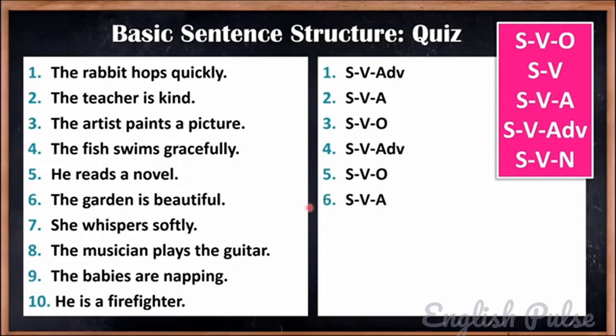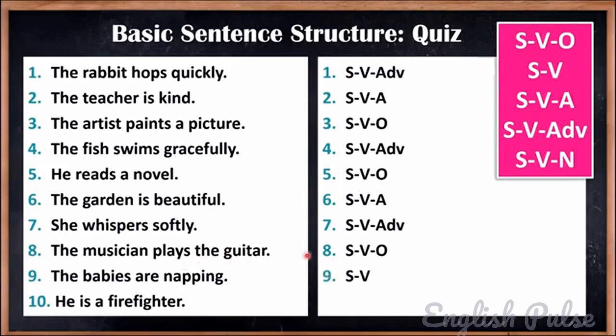Number 6 follows the subject, verb, adjective pattern. The garden is the subject, the verb to be is, and beautiful is the adjective. Number 7 follows the subject, verb, adverb pattern. She is the subject, whispers is the verb, softly is the adverb. Number 8 follows subject, verb, object. The musician is the subject, plays is the verb, the guitar is the object.